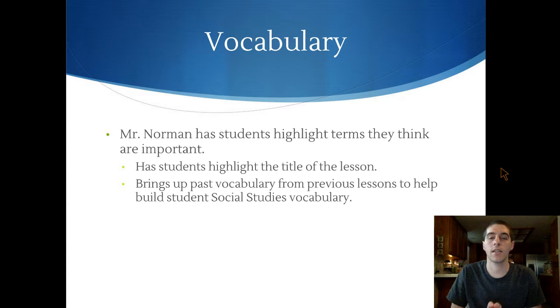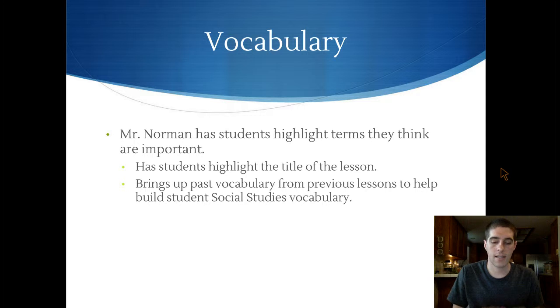The main thing that they are required to highlight is the title of the lesson, because the title of the lesson is a key term. For example, the lesson that he gave was on the Missouri Compromise. This lesson was so important because it prevented the Civil War for 30 to 40 years. The Compromise did.